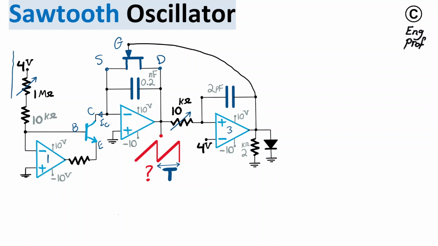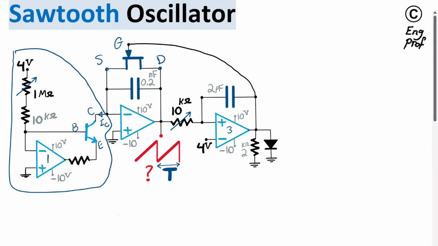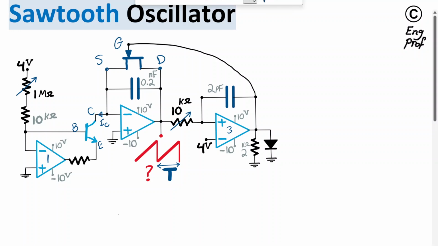To quickly analyze the circuit, let's focus on the left side, basically the BJT combined with op-amp 1 and the potentiometer of 1 meg, and let's analyze that. Please notice that we have 10 and minus 10 volt supplies connected for op-amp 1, and also 10 and minus 10 supplies connected for op-amp 2. So effectively op-amps 1 and 2 are properly biased, and the other important thing is that the outputs of these op-amps are connected to the negative inverting input terminal.